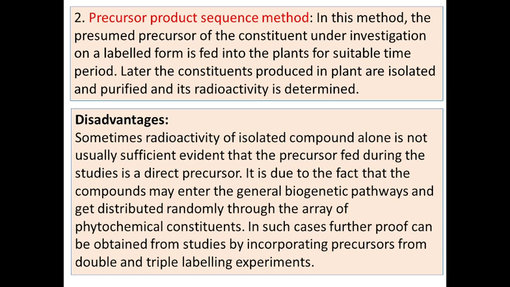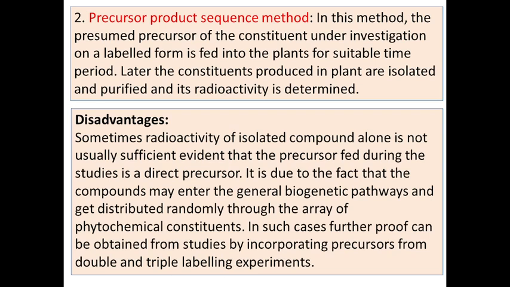The topic is the biosynthetic pathway. The precursor product sequence method is the second tracer technique that is used. In this method, the presumed precursor of the constituent under investigation, in labeled form, is fed into the plant for a suitable time period.